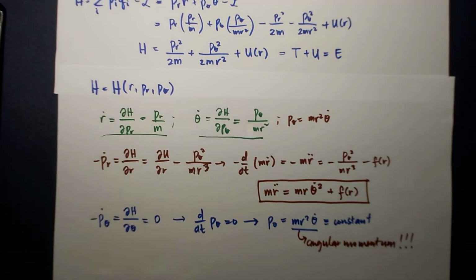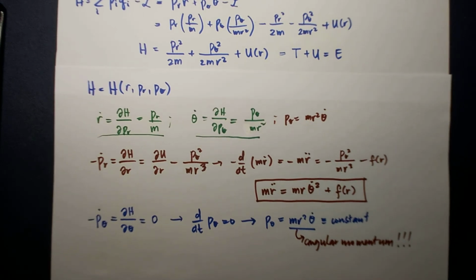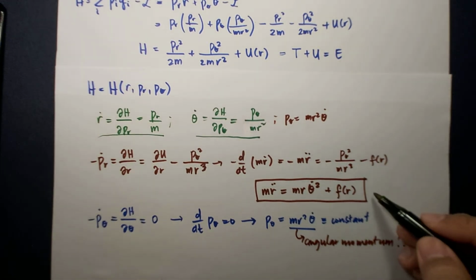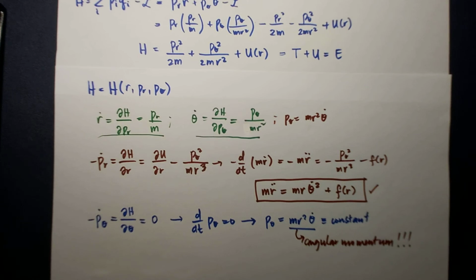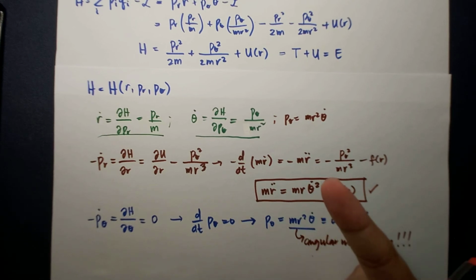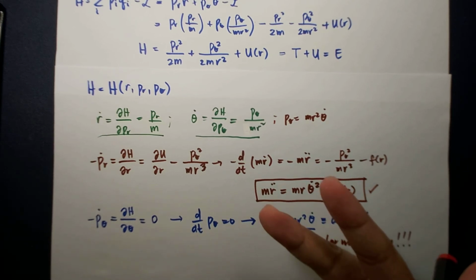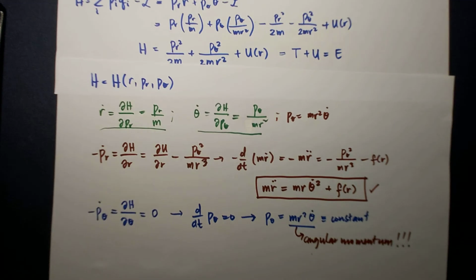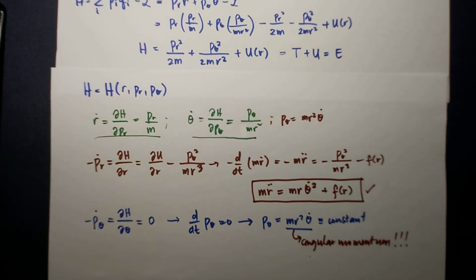Okay, so using the Hamiltonian equations of motion, we were able to show this equation of motion in R, and we were able to show that the angular momentum of a particle in a central field is conserved. Amazing, right? So very consistent with Newtonian mechanics and your Lagrangian dynamics. Okay, so that's it. Very simple, right? Perfect.